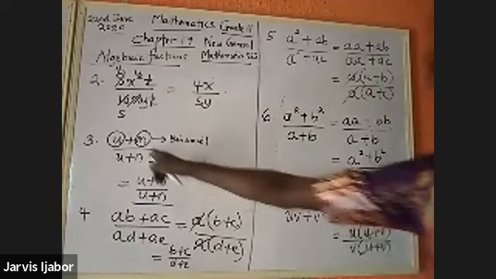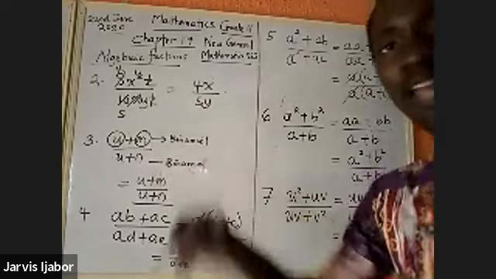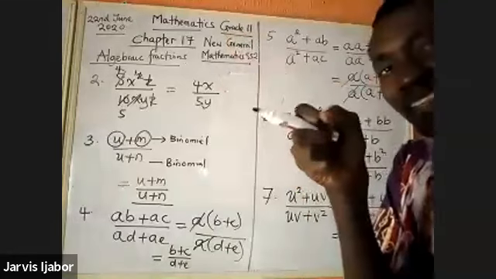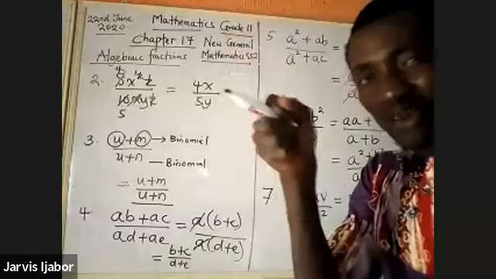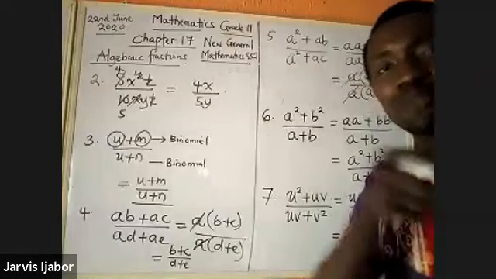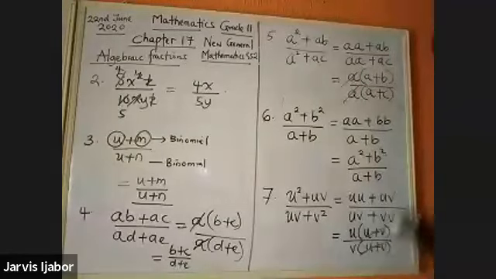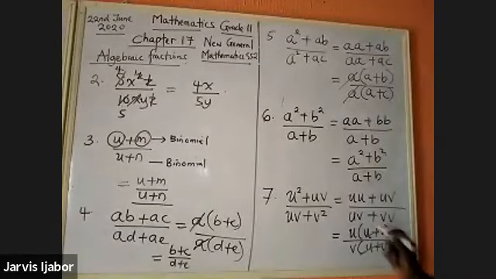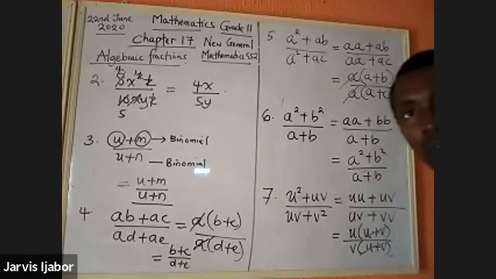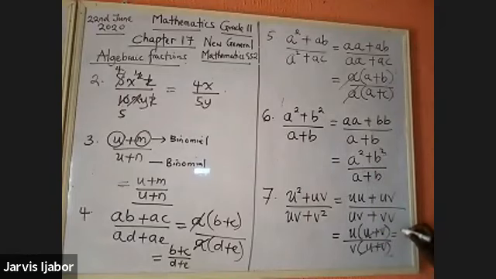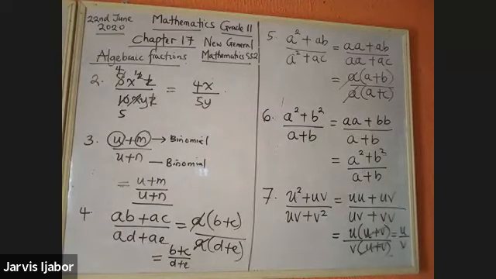Remember we talked about binomial expressions. Now, u plus v is like okra soup. We're treating this as okra soup. You can't take okra away from the oil, away from the water. So this is a factor treated as one. So this will now be equal to what? u over v. That will be u over v. Is that clear? u over v. Right?